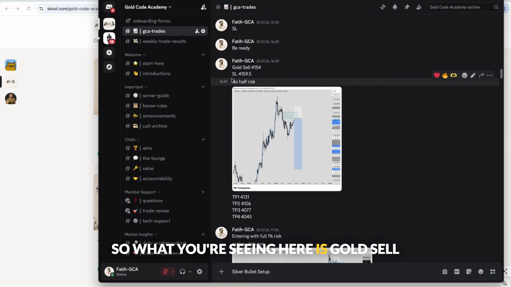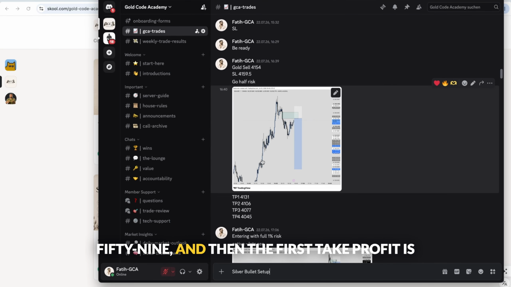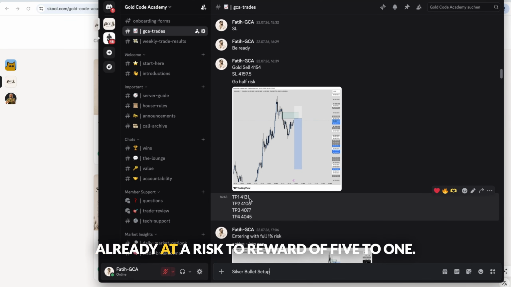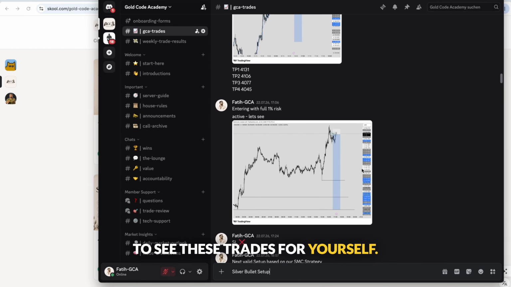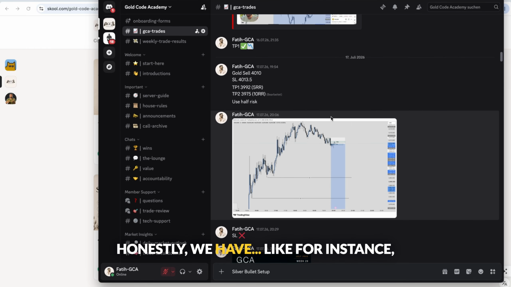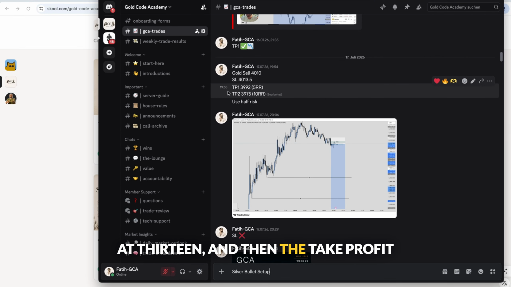Right. So what you're seeing here is gold sell at 54, and then the stop loss is 59, and then the first take profit is already at a risk to reward of 5-to-1. Okay, I need you to understand this, guys. No single group out there ever does this. I need you to understand the quality that we're operating with, because eventually you want to be able to see these trades for yourself. Okay, and then that was a stop loss, but honestly, for instance here, sell was at 10, stop loss was at 13, and then the take profit was at 5-to-1 risk to reward. Meaning we don't close anything before we hit that target first.